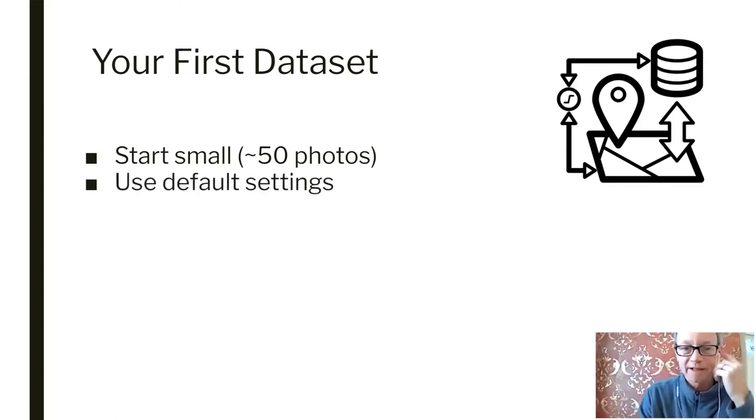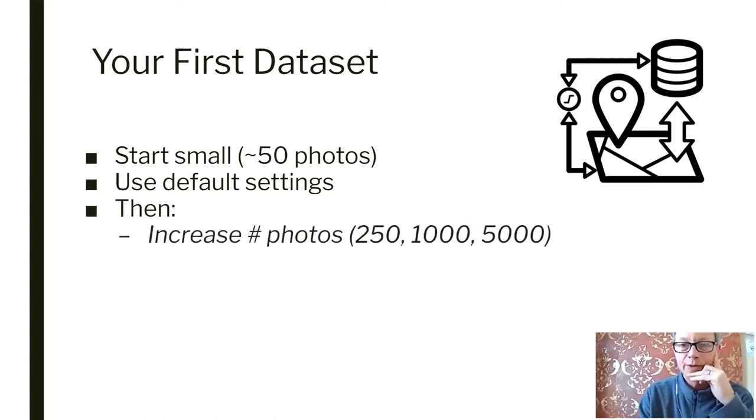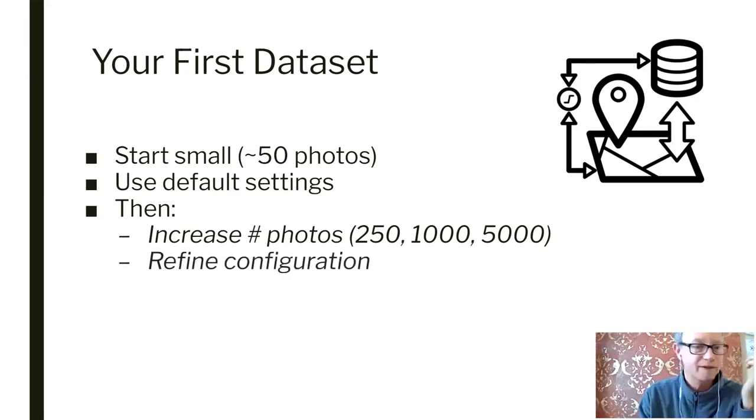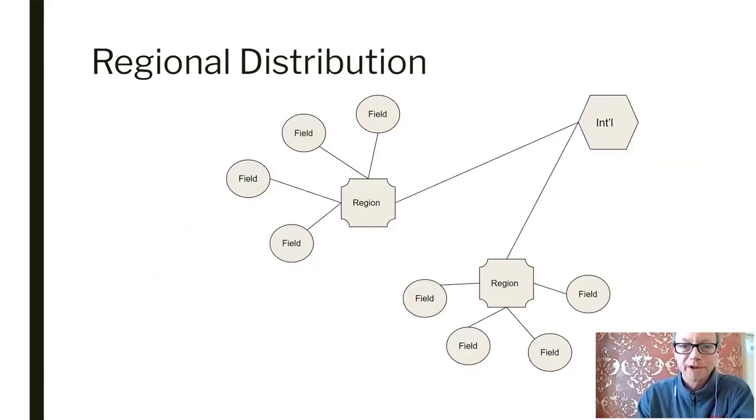The default settings, as I mentioned, after you pick your photos and are starting your job, you can just leave it on default and let it go. That's a perfectly wonderful set of settings for people to start out with. And then as you use it more and want to explore more, you increase the number of photos and start processing larger data sets. Just make sure it's working for you on the small set first, and then start to pick additional configuration options. Start small, start default.